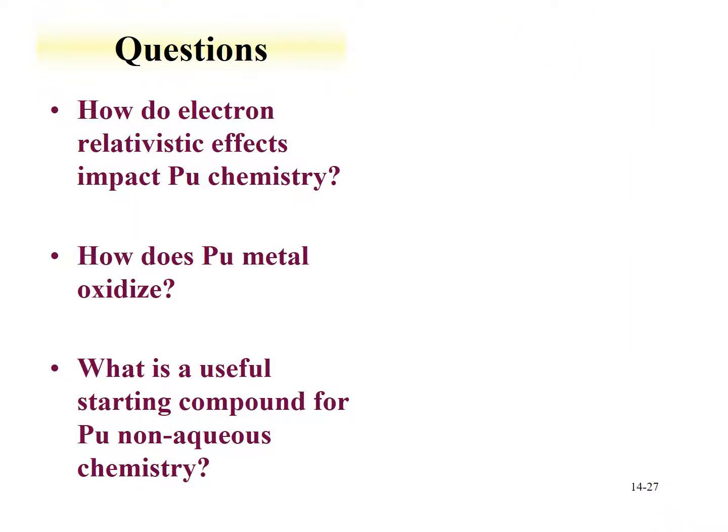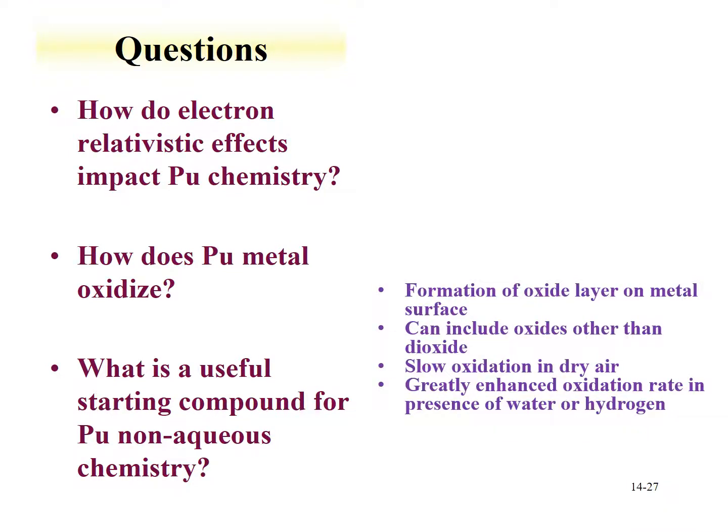How does plutonium metal oxidize? And we've discussed the importance of understanding this oxidation. Well, the metal forms some sort of oxide layer on the metal surface, and then this oxide layer is less dense, so you can have a swelling of material. Sometimes this oxide layer can spall off, exposing more metal that can then undergo further oxidation.